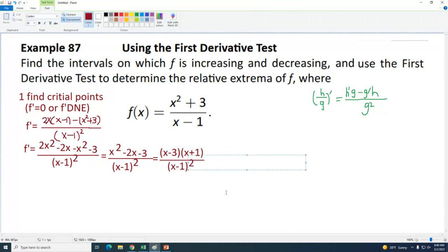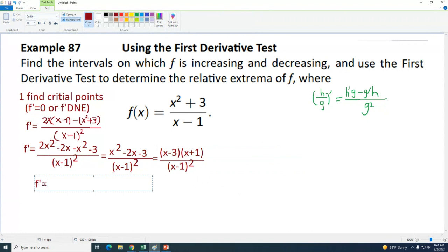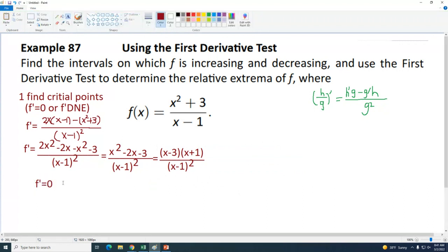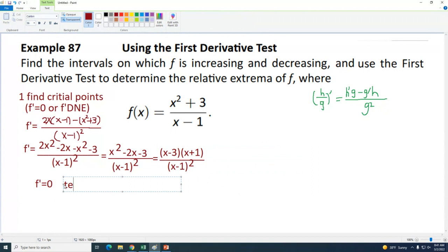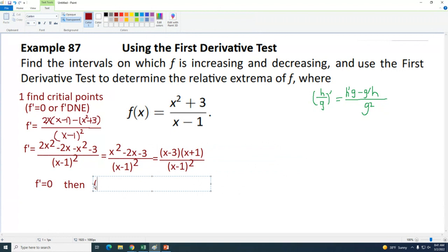Minus 1 squared. All right. The reason I factor the numerator is because I want to make the derivative equal to 0. So we solve these two different scenarios. If you have a derivative equal to 0, that means you're gonna have the numerator equal to 0. If this fraction is equal to 0, then we must have (x minus 3) times (x plus 1) equal to 0. Okay, with this we get two solutions, x equal to 3 and x equal to negative 1.